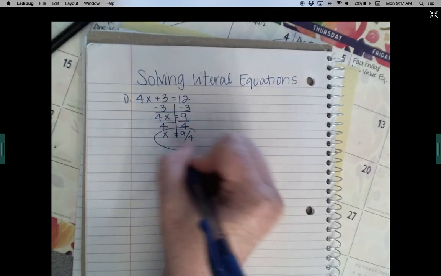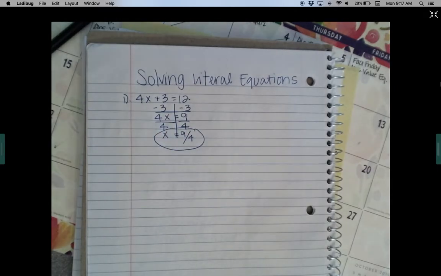I saw a lot of you pull out a calculator. You don't need a calculator. 9/4 is perfect. It's way easier to deal with later than 2 1/4, so just leave it as 9/4.